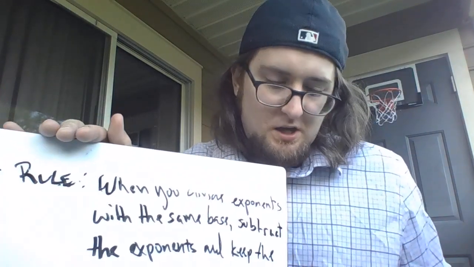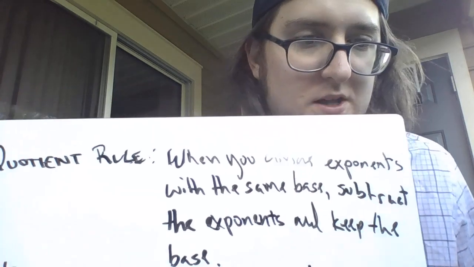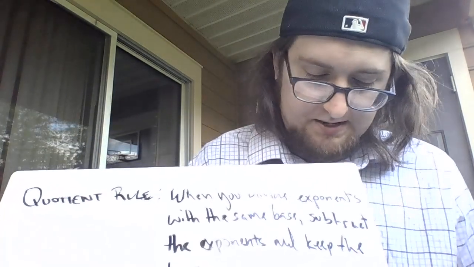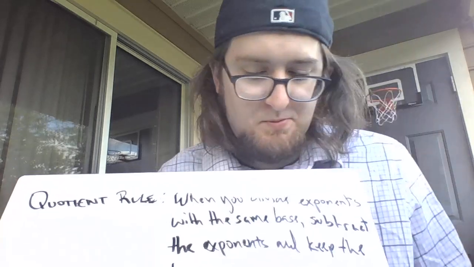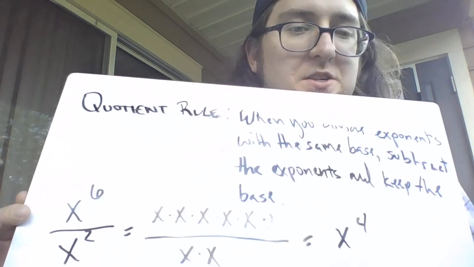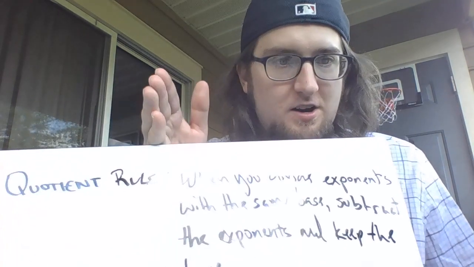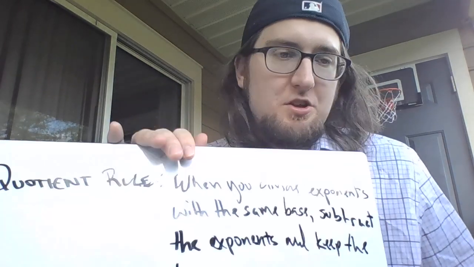And now, all right. So the quotient rule says when you divide exponents with the same base, subtract the exponents and keep the base. So, we're showing division like a fraction because remember, all fractions are division problems. That line means divided by. You know the division symbol?